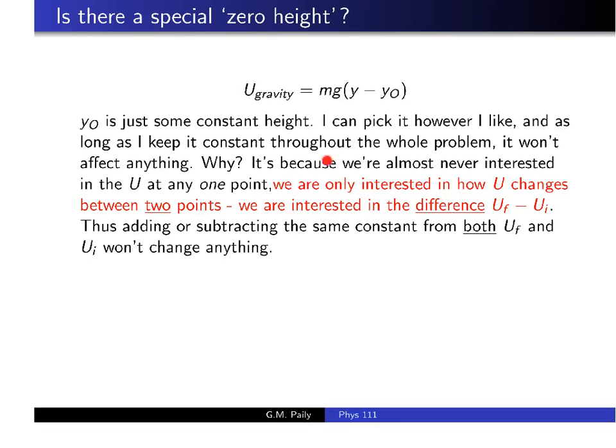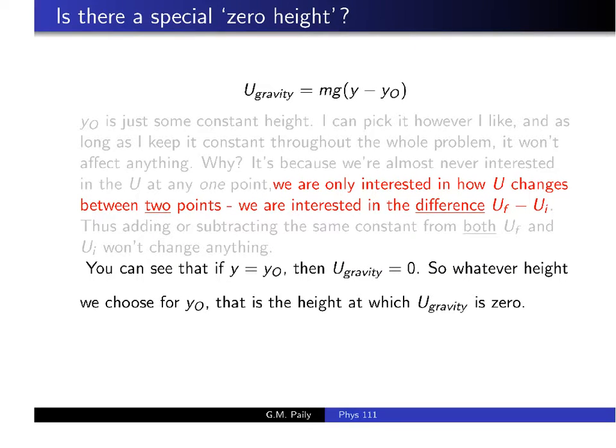I can pick it however I like, and as long as I keep it constant throughout the problem, it won't really affect anything. All that will happen is that when y is equal to y naught, the potential energy will be 0. And why does this not make any physical difference? Because we're never interested in how much the value of u is at any one point. We're only interested in how u changes between 2 points. That is, we're interested in the difference of u final minus u initial. And so when I do that subtraction, the y naught term disappears, just like we saw before. And so adding or subtracting the same constant from both u final and u initial will not change anything.